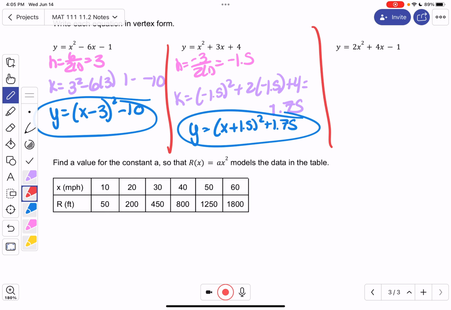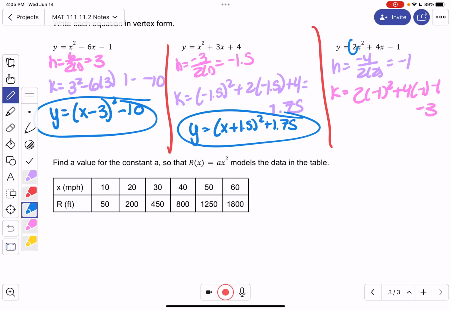All right, last one. Opposite of b over 2a gives us -1. If we plug -1 in for x, we get -3. The a is 2, so we need to put that in there. Opposite of h plus k.